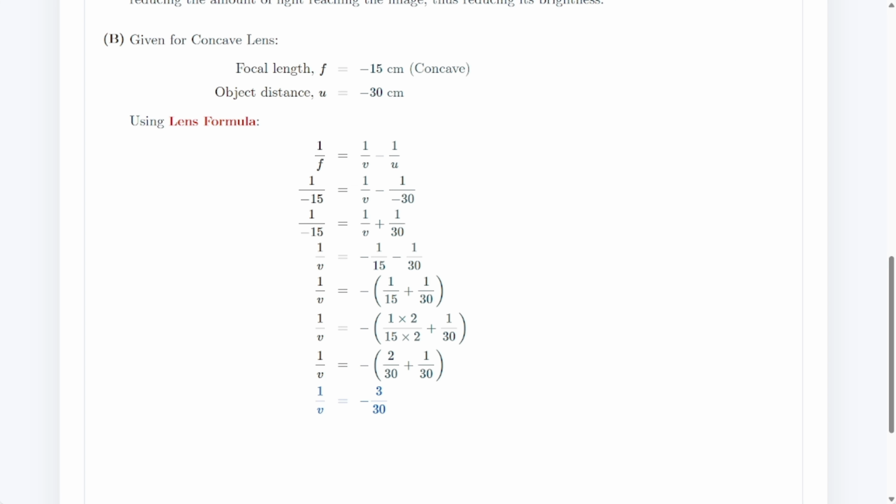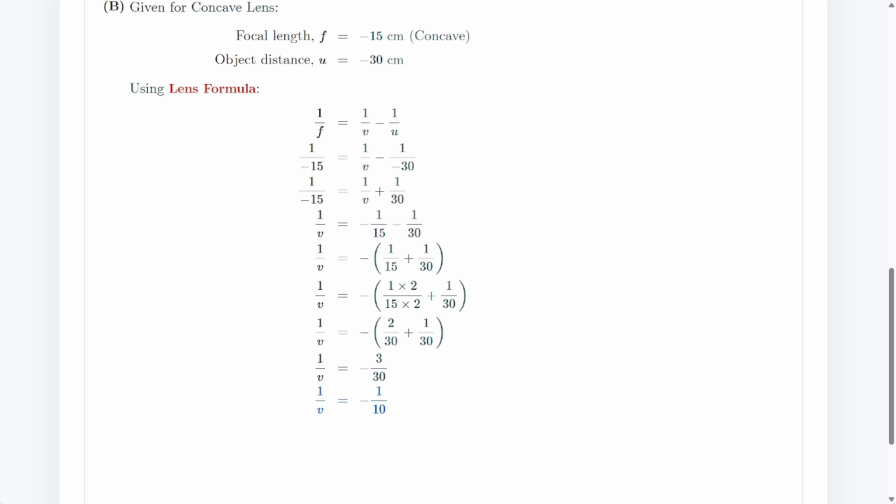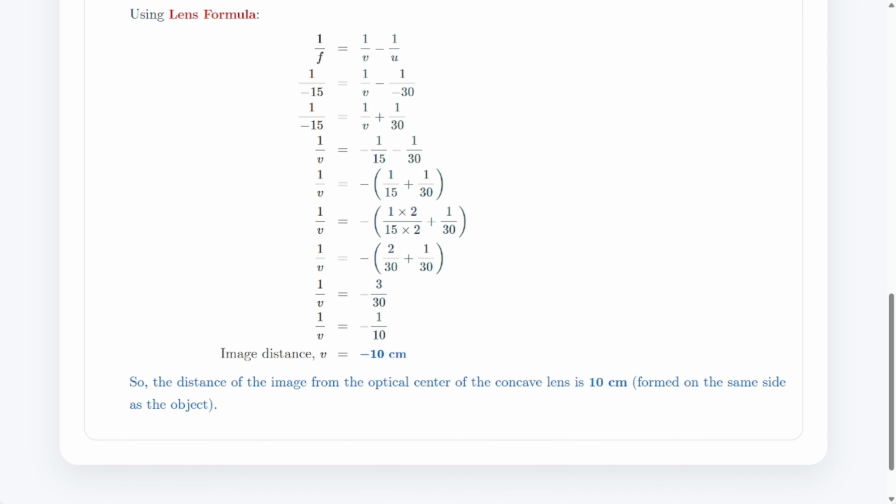Adding the numerators together, we get minus 3 by 30. Simplifying this fraction gives us minus 1 by 10. Finally, by taking the reciprocal, we find that v equals minus 10 centimeters. So, the distance of the image from the optical center is 10 centimeters. Since it's negative, it forms on the same side as the object.